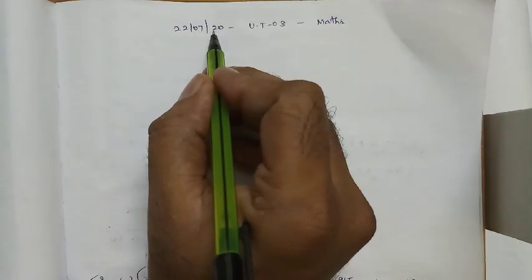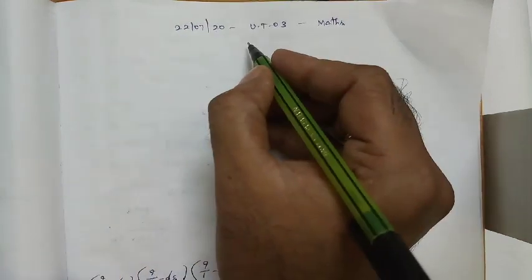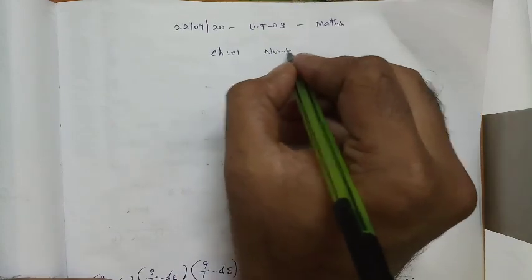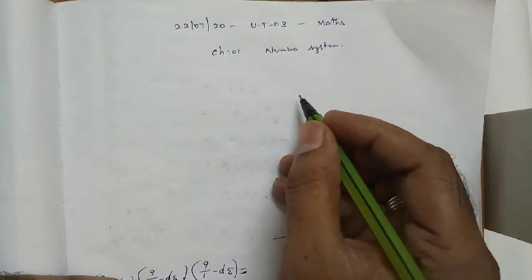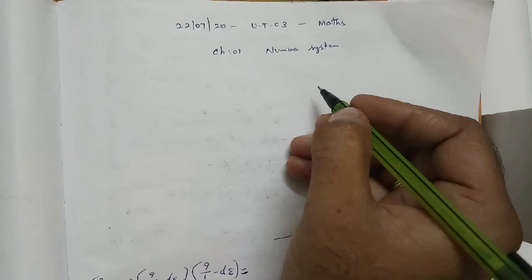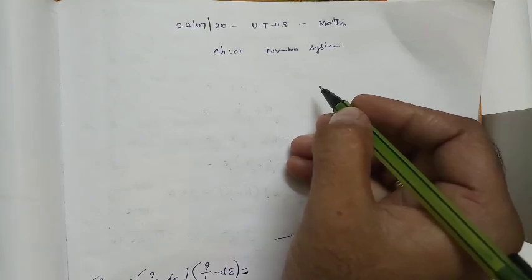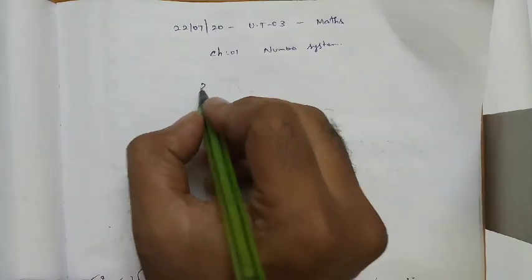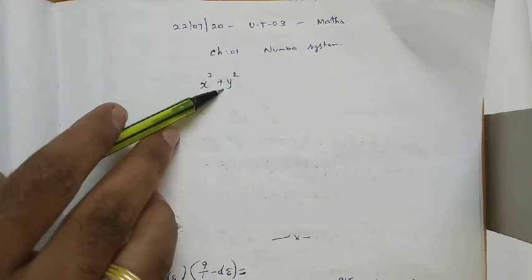Coming Wednesday, we are having UT3 maths. The portion for UT3 is chapter 1, number system. While you are writing the test, special characters like powers and roots, how will they be written? Suppose it is x square plus y square; usually we write x square plus y square.